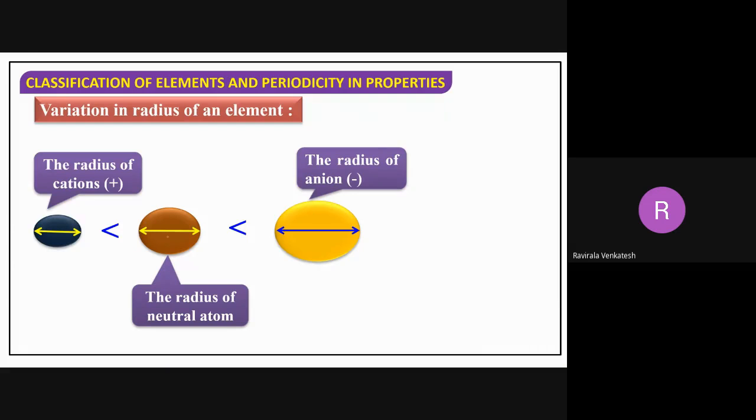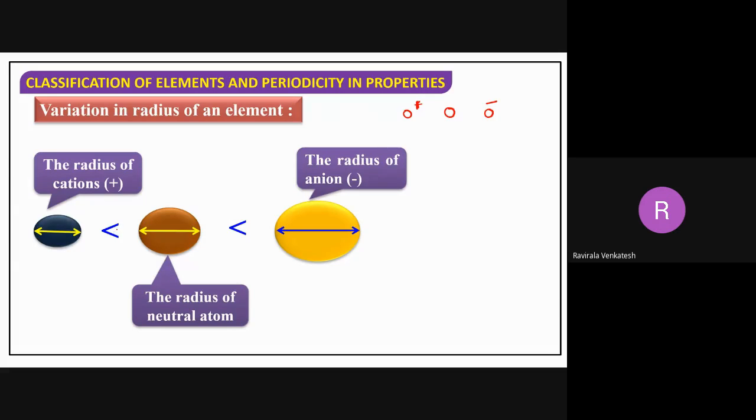What about the variation in the radius of an element? Now we get a doubt actually. I'm taking oxygen cation, oxygen anion, and oxygen atom. Now the cationic size of oxygen, atomic size of oxygen, anionic size of oxygen. Do they have the same size? Is it possible? No, they do not have the same size actually. Now, why do they not have the same size?